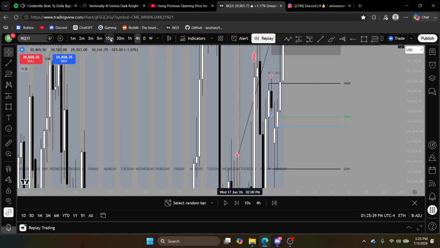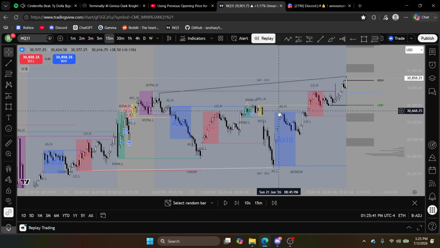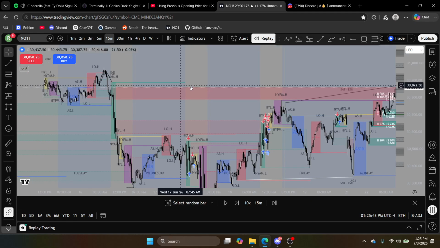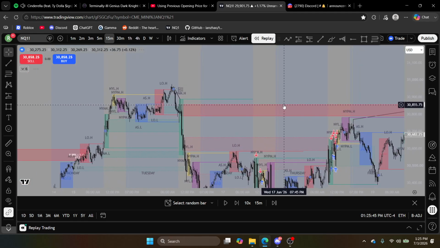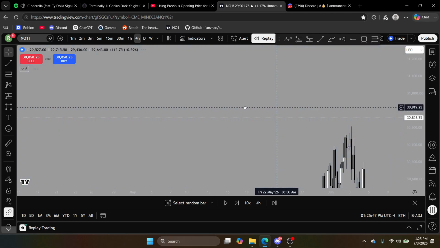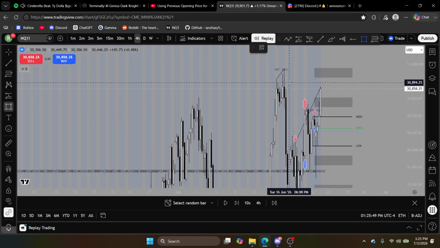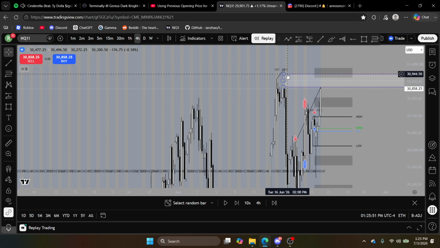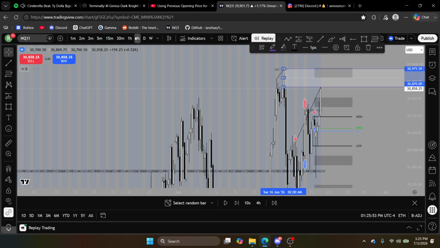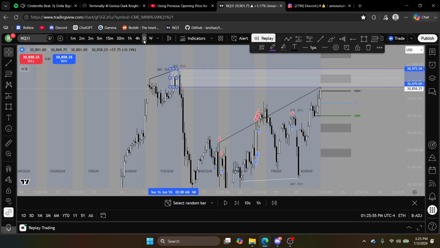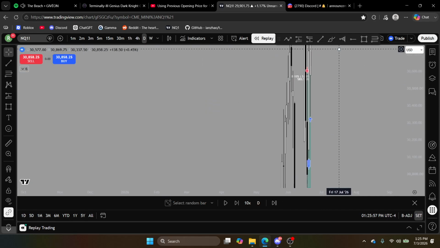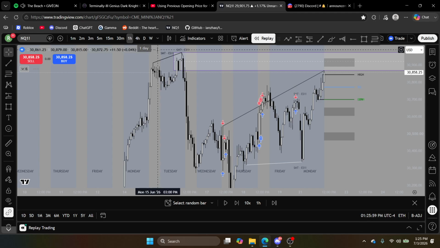All right, what do I see? We have a massive SMT off that and that, right? Not only do we have that crazy SMT, but we are inside a rejection block as well, right? This higher time frame 4 hour rejection block. Anything on the 1 hour? Actually, let's go on the daily. Crazy wick.